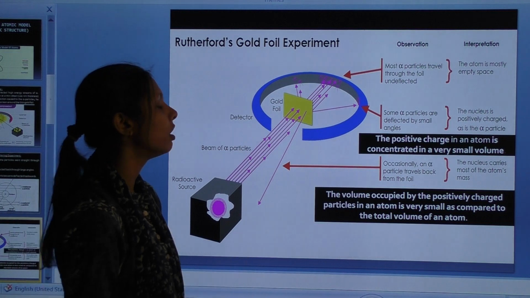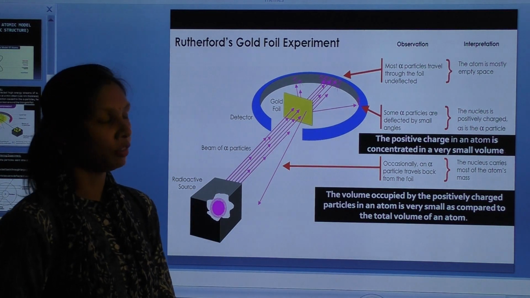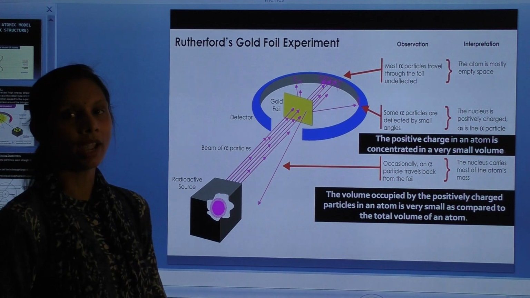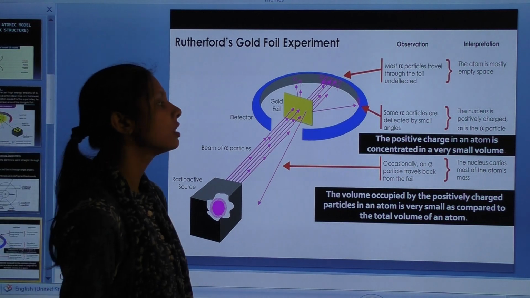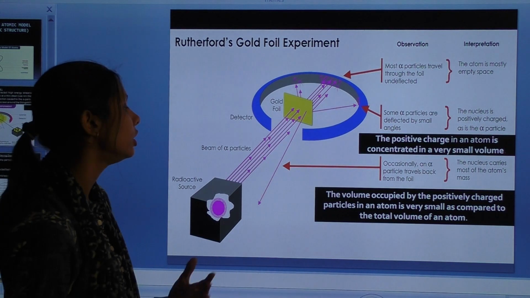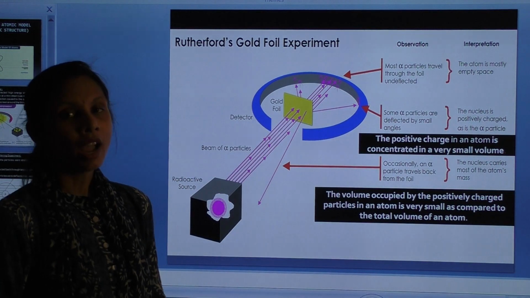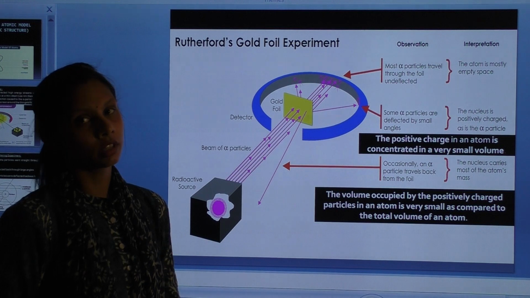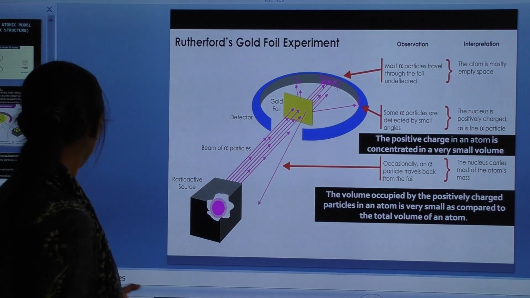The third observation, occasionally an alpha particle travels back from the foil. That means a very few alpha particles, nearly 1 out of 20,000, were retraced back in their path. That means they are deflected at a 180-degree angle, which means the nucleus carries most of the atom's mass and the volume occupied by the positively charged particles inside the atom is very small as compared to the total volume of the atom. So from all these observations, interpretations and conclusions, Rutherford was able to propose his nuclear model.